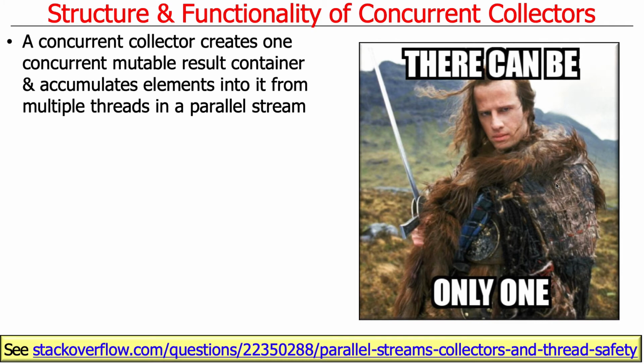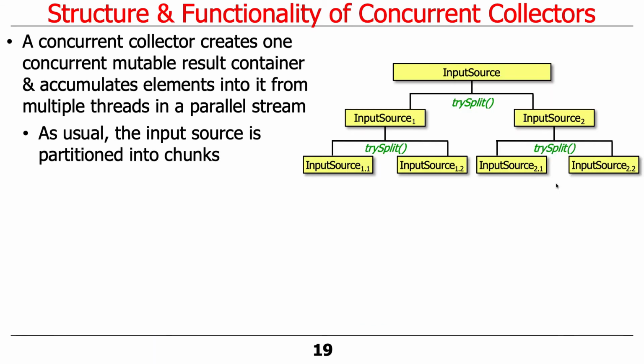There's only one mutable result container at any given point in time. And the different threads that are running around doing the combining will put everything into that one container, and that will work fine as long as you follow certain important rules to make sure that that single mutable result container is properly thread safe. So that's where things get tricky.